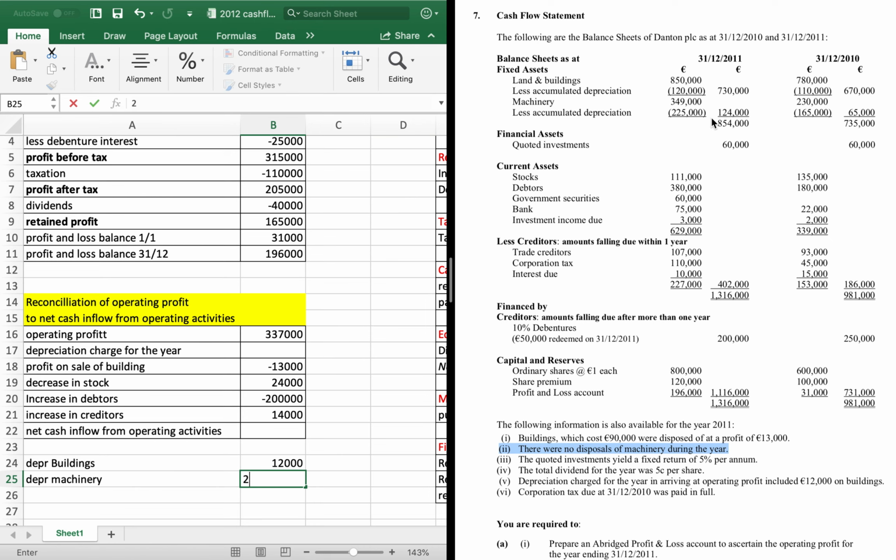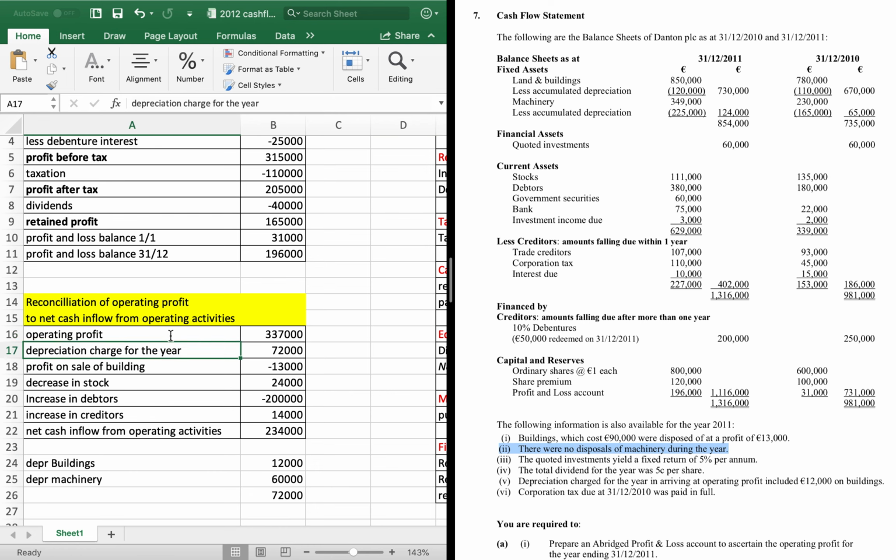So 225, sorry, minus 165. So if you started off with 165 depreciation and you ended up at 225, there must have been a charge during the year of 60. So the total depreciation is the two of those added together, which is 72,000. So then if we go and finish that off, you get 234,000.